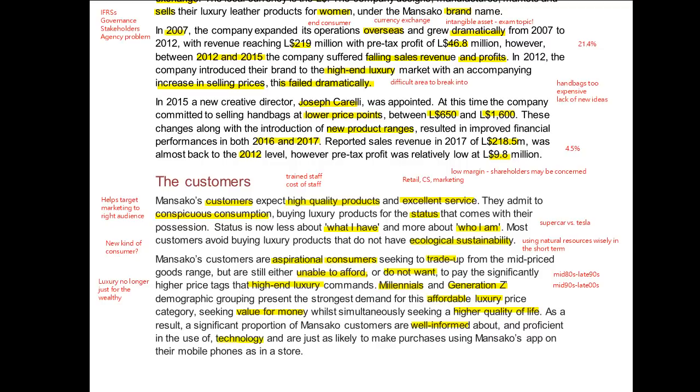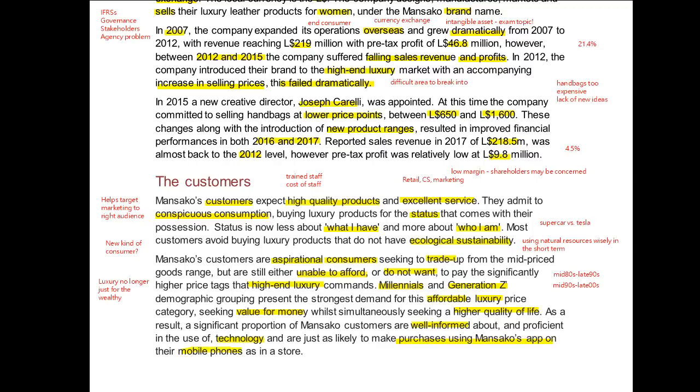So obviously, as I just said, these kids, adults, most of them now, people from the age of their teens into their 30s, they've grown up very close to technology and the internet. They know how to use it and how to make the most of that, comparing different companies to get the cheapest price, for example. It's given the consumer a lot of power, and so they're technologically savvy. It's going to impact the way they buy things, but the point they're making here is they're just as likely to make purchases using Mansako's app on their phones as in a store.